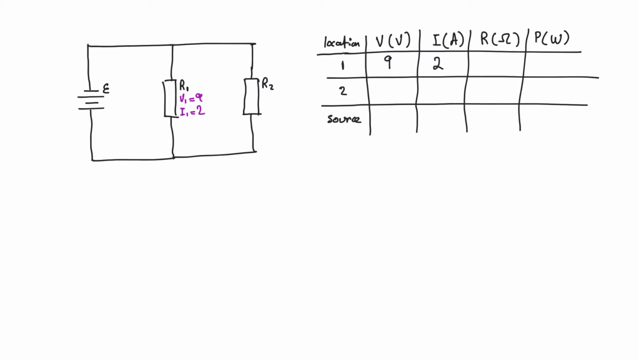So at location 1, resistance 1 is equal to V1 over I1. We have those values, so we can just plug them in. So 9 over 2, and that's going to give us 4.5 ohms here, so I'm going to put 4.5 here, and that's my resistance. And for power 1, the equation is V1 times I1, and that's 9 times 2, which will give me 18 watts of power on resistance 1.